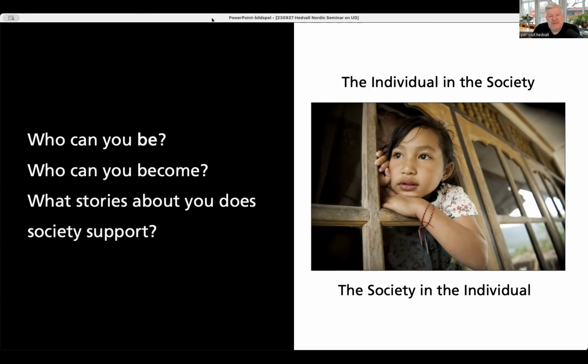I see design as something that is not just external to us. It is something that shapes who we can be. The story is about who we can be. Who can you be? Who can you become? What stories about you does society support? And for me, this is where universal design comes in, to support the many overlapping stories about what it means to be human, to put it in Camilla's words.